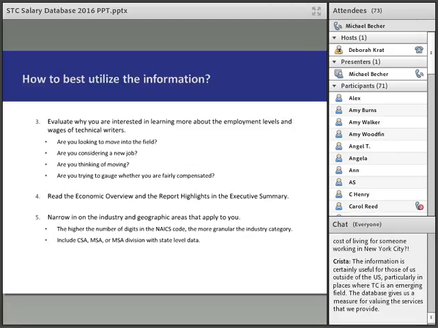So again, I'm in Columbus, Ohio, in a research industry. So I would want to go into the data, find the industry, the NAICS code that matches research, and then I would also, on a geographic level, want to go in and find Ohio and then Columbus, Ohio for an MSA level, so I can look at that information. So that's what I'd really want to narrow in on.